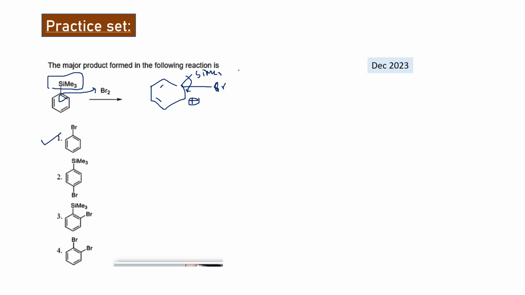Okay, so the Br minus is there. This Br minus will attack this silicon, and it can be removed from the system because silicon is a good leaving group. So whenever there is SiMe3 on your aromatic ring, it usually undergoes ipso substitution.